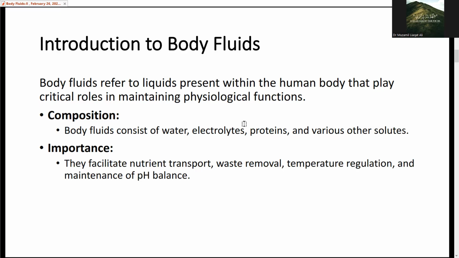So what are the major functions of all these components? The very first one is nutrient transport, right? Glucose, amino acids, fatty acids, the transport of nutrient content. That is the primary function. Then waste removal, temperature regulation, and pH maintenance. Think of body fluids as transport highways and a regulatory system combined in a single entity in the body.